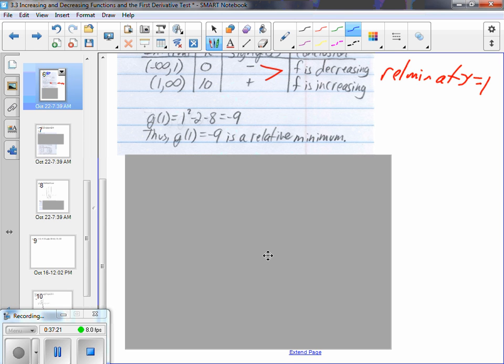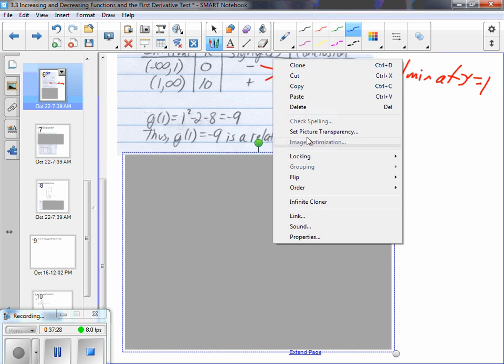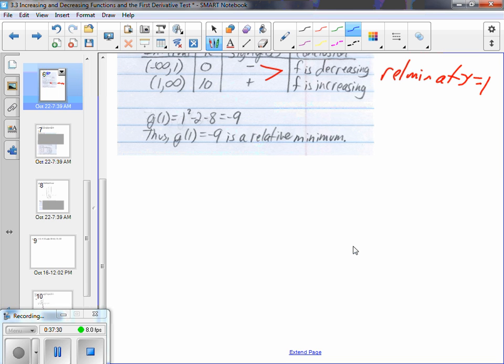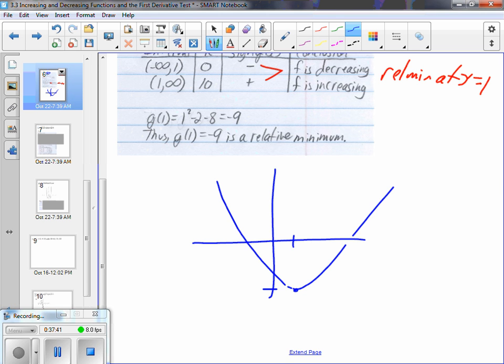Yeah, -9 is the y coordinate for when x equals 1. What do you mean put it on the graph? We'll do that eventually, yes. I know this. I can sketch a graph of it. I know that when x equals 1, y equals -9, I know that my function is decreasing, then it's increasing.